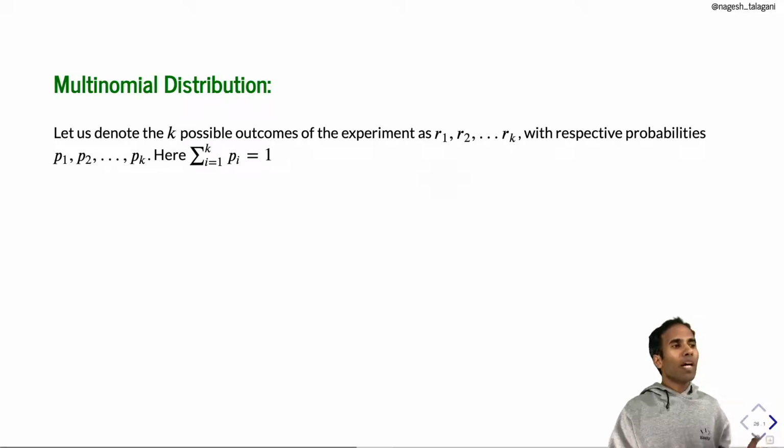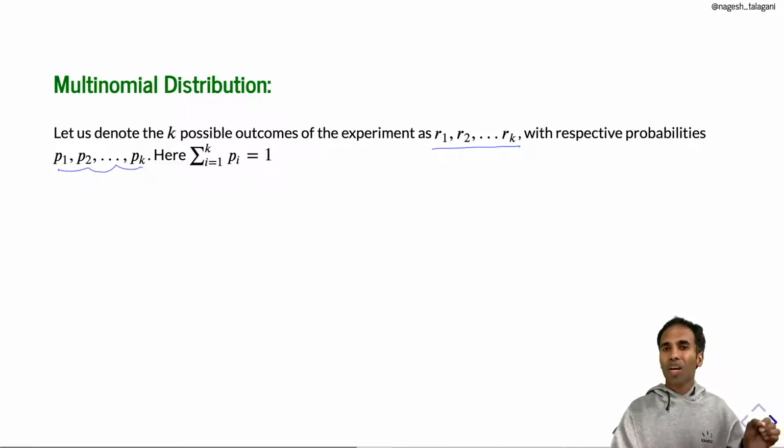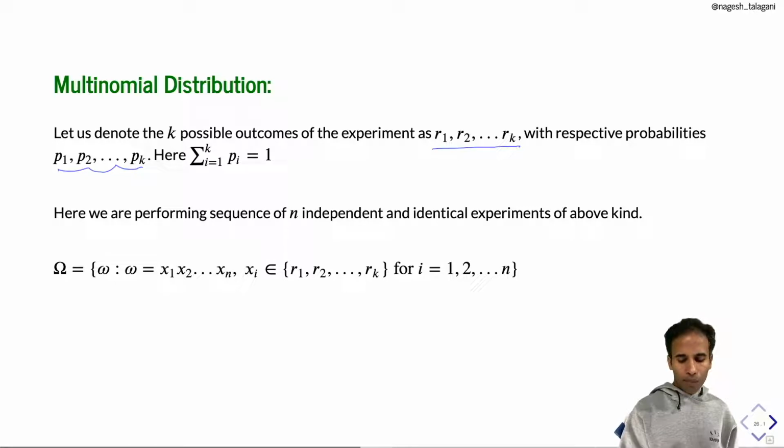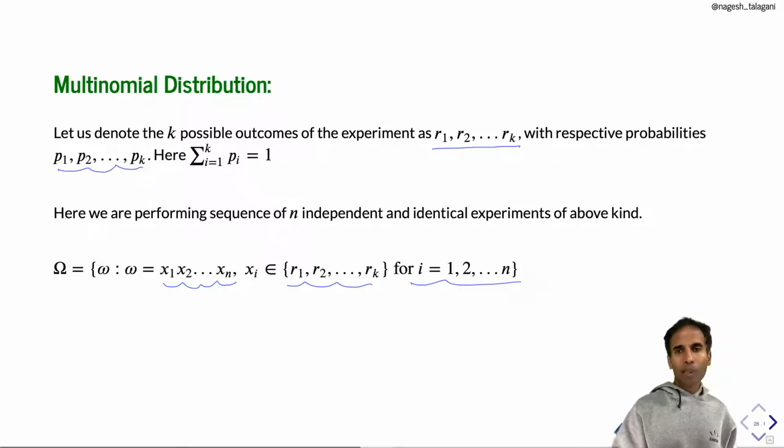Now let us denote the k possible outcomes of the experiment as R1, R2, so on Rk, with respect to probabilities P1, P2, Pk, where the sum of the Pi's from 1 to k must be equal to 1, because the experiment must result in one of R1, R2, Rk. Here we are performing a sequence of n independent identical experiments of the above kind. The sample space omega consists of outcomes which are sequences x1, x2, xn of length n, where each xi is one of R1, R2, Rk. This is going to be our sample space.